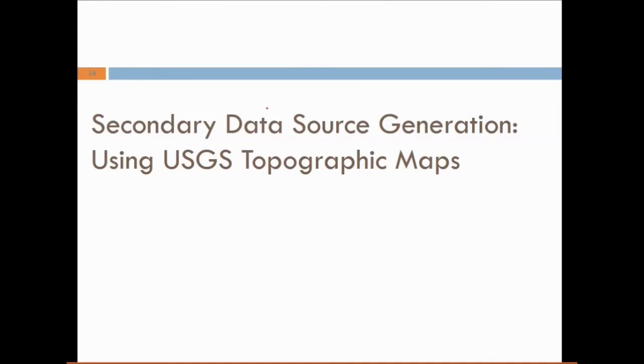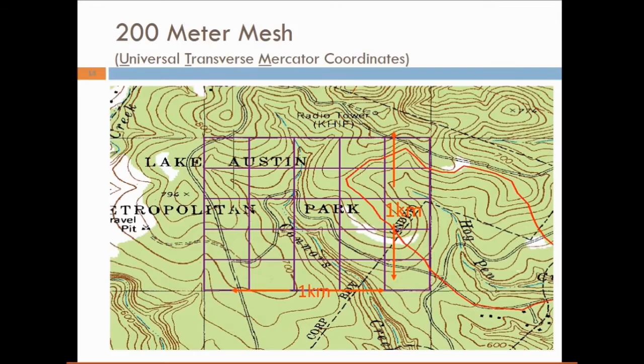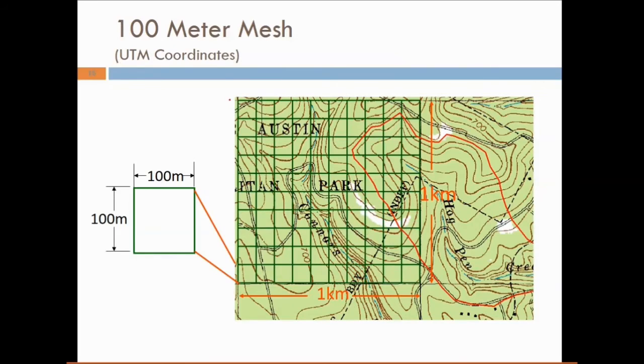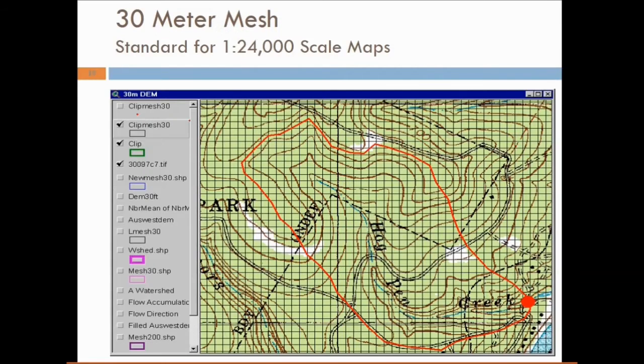Then there are various secondary sources also. This is a 200-meter mesh with UTM coordinates, and you can also have a 100-meter mesh, and for every point you can have some digital elevation or point value. And this is 30 meters. See, the blocks have reduced in size. So this is a 30-meter mesh, which is standard for 1:24,000 scale maps.